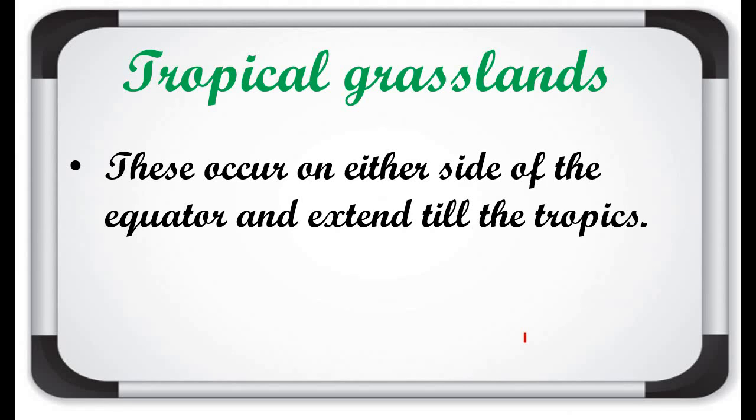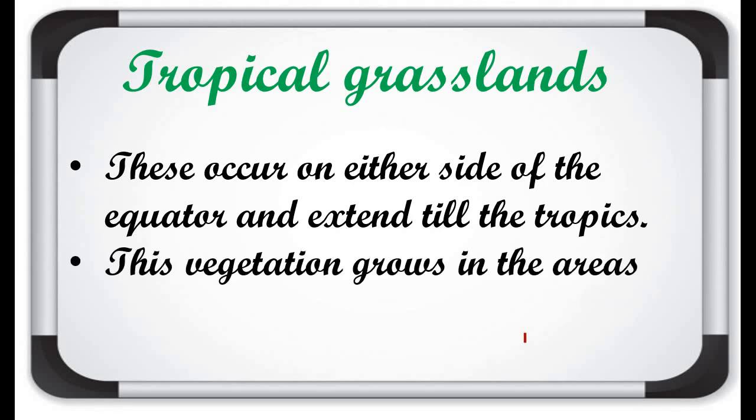We discussed yesterday that on the equator a hot and humid climate is found, which results in a greater amount of rainfall, and more rainfall means more humidity. But in the temperate zone, or the areas in the tropical zone where there is less or moderate rainfall, grasslands are found. They are also referred to as savanna grassland.